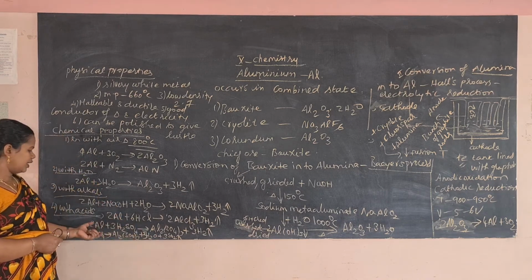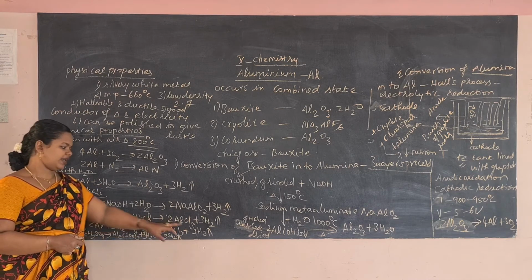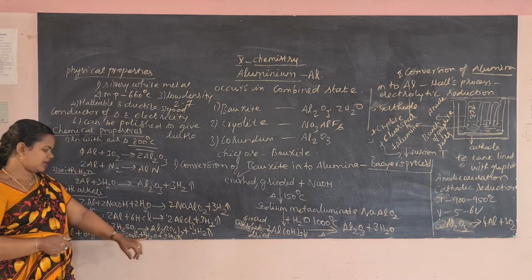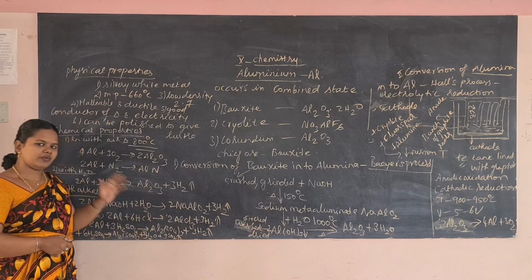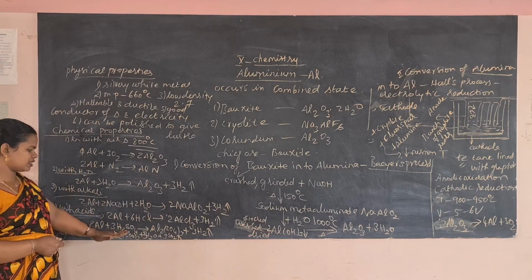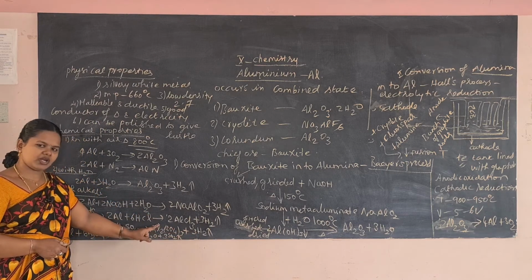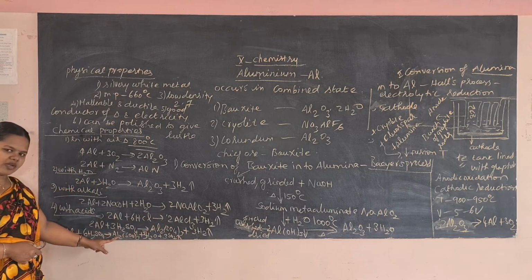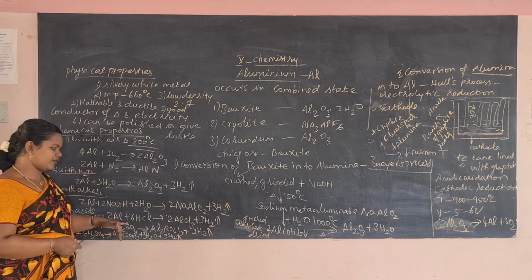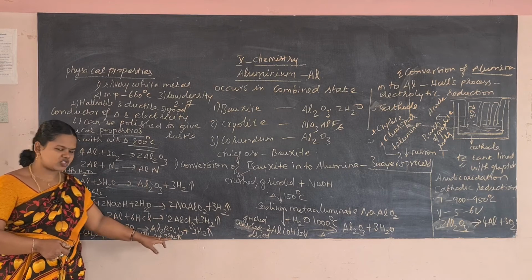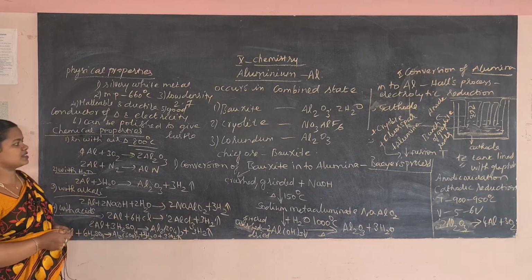So with dilute sulfuric acid, hydrogen gas is liberated. With concentrated sulfuric acid, sulfur dioxide is liberated. So you have to look at the difference. With dilute sulfuric acid, hydrogen gas is liberated, but the products are the same. Here also aluminium sulfate, here also aluminium sulfate, but with concentrated sulfuric acid, SO2, sulfur dioxide gas is liberated.